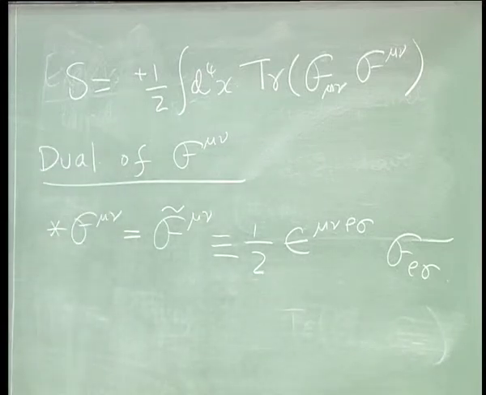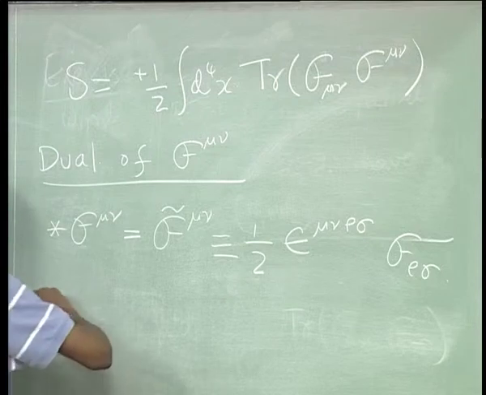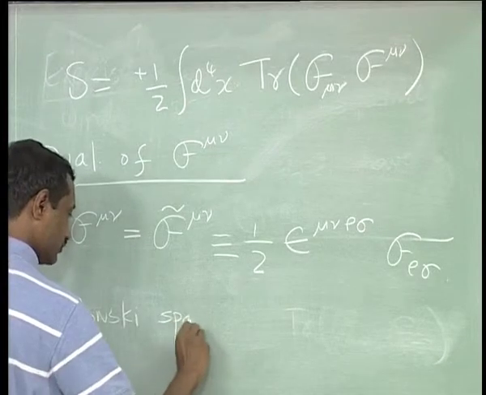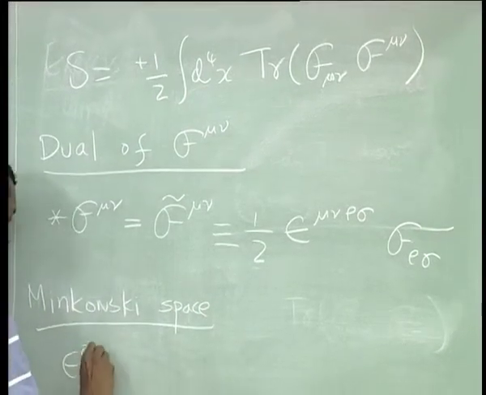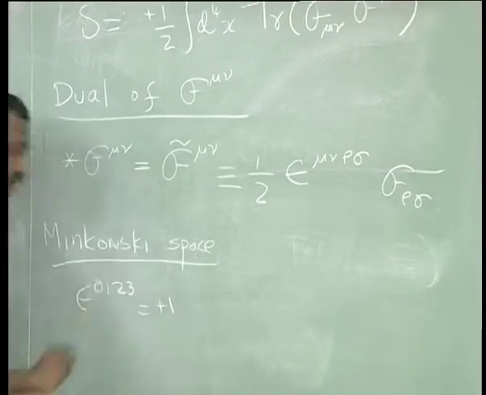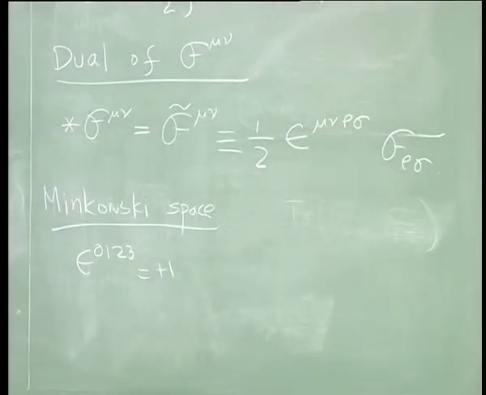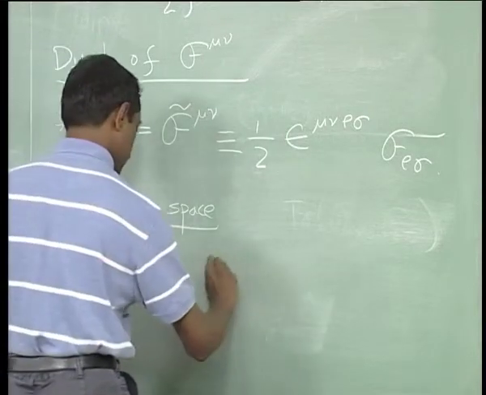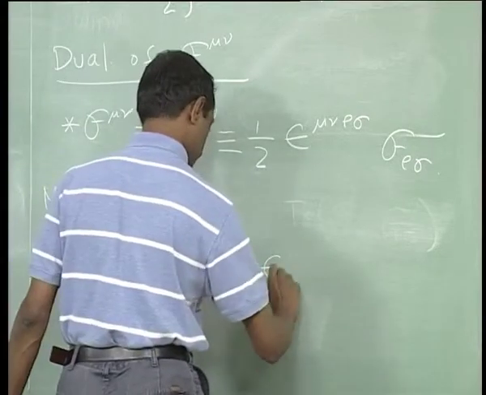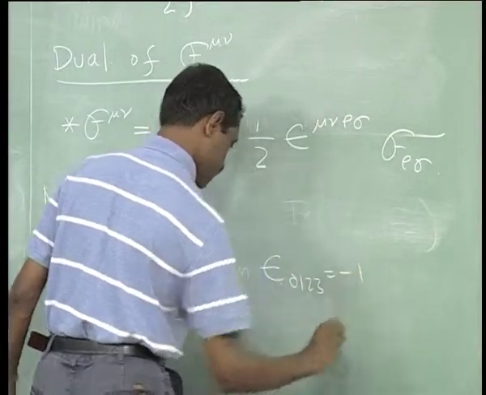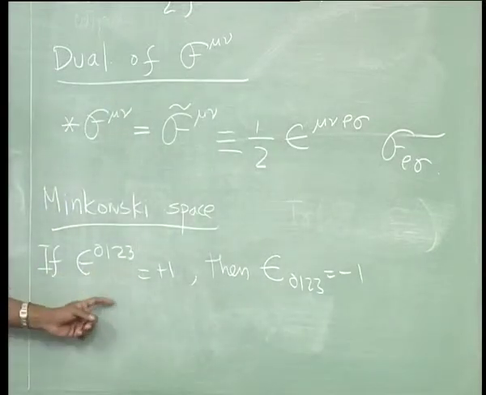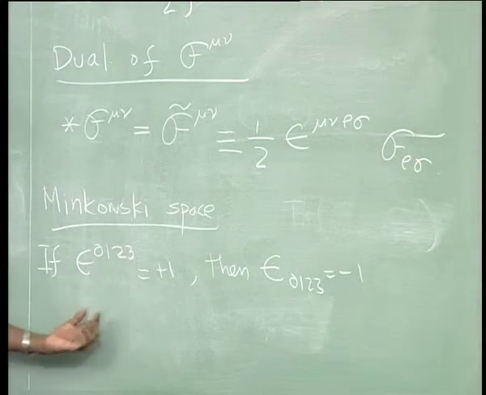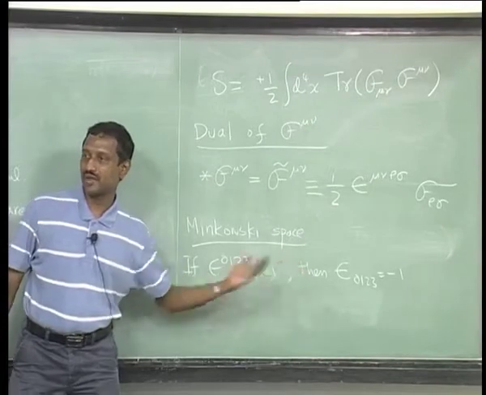And there is one important difference in Minkowski space. If we define epsilon 0 1 2 3 to be plus 1, the lower one would be minus 1. Why is that? Because I have to lower these indices, and irrespective of your convention, you have either 3 minus signs or 1 minus sign. So this happens in Minkowski space.